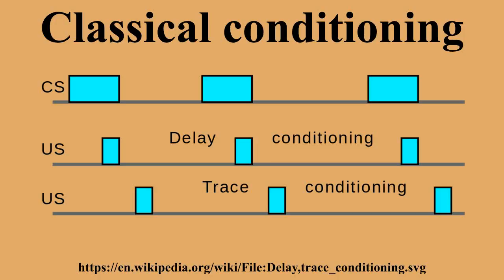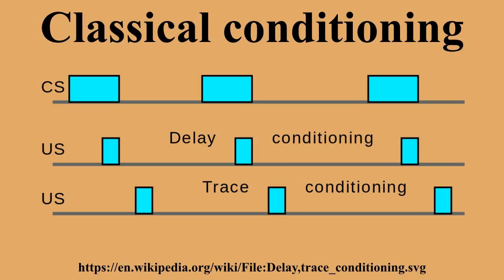Temporal conditioning. In temporal conditioning, a US is presented at regular intervals, for instance every 10 minutes. Conditioning is said to have occurred when the CR tends to occur shortly before each US. This suggests that animals have a biological clock that can serve as a CS. This method has also been used to study timing ability in animals.